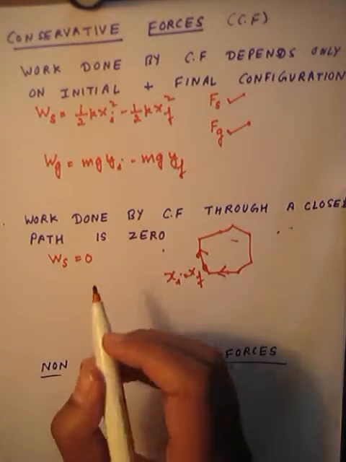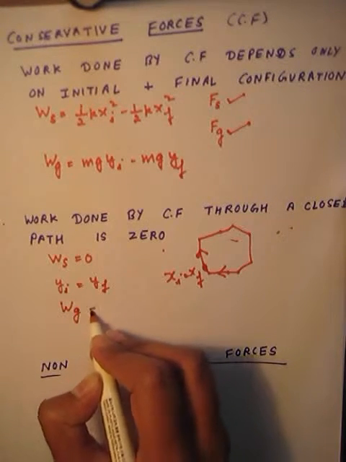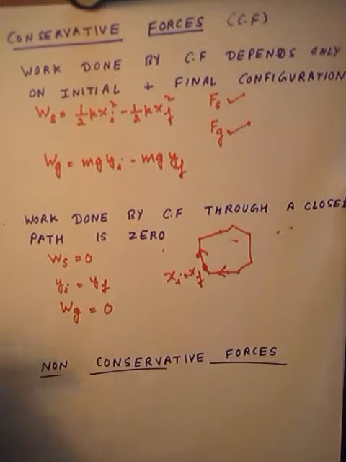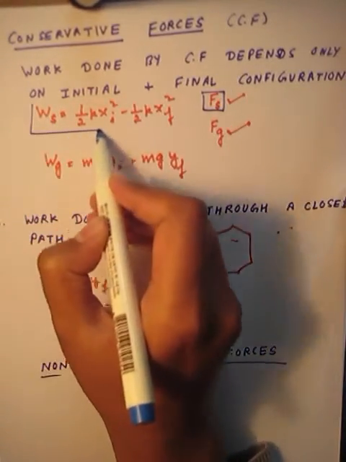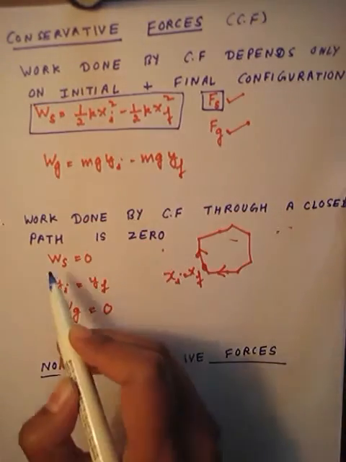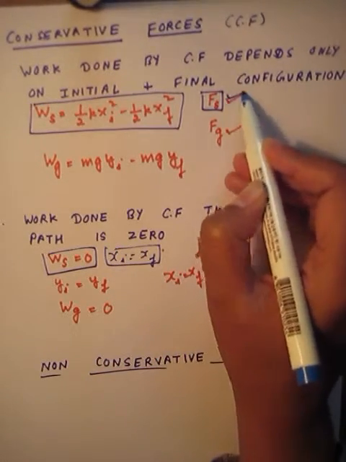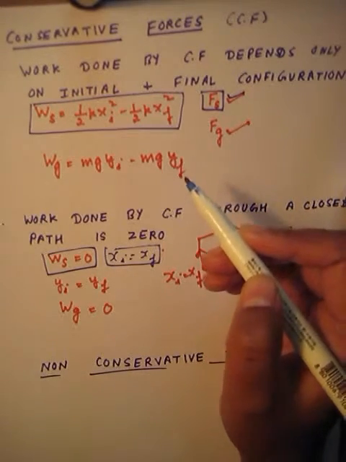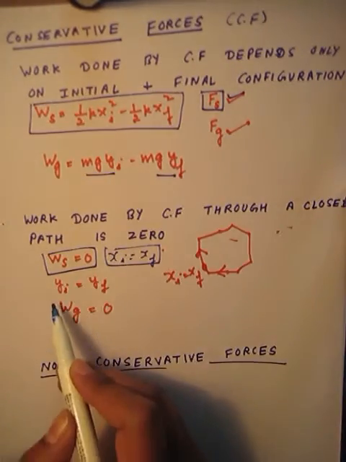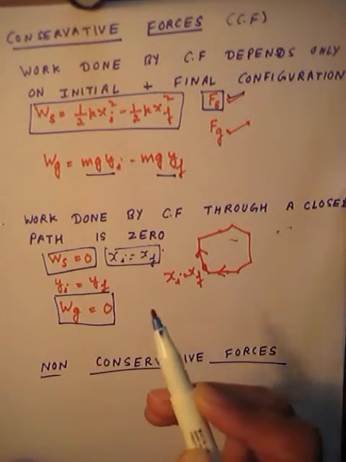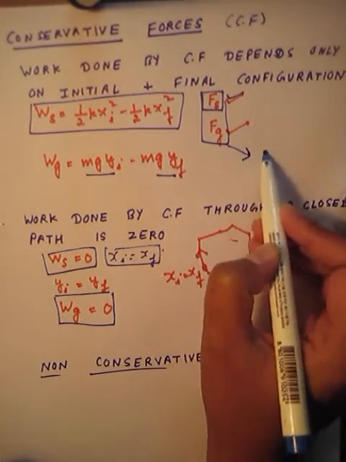Also, in the gravitational force, if y_i is equal to y_f, then the work done by the gravitational force will also be 0. So the spring force has a work which depends only on the initial and the final points, and it turns out to be 0 when x_i is equal to x_f. So the spring force is a conservative force. Similarly, the work done by the gravitational force depends only on the initial and the final point, and in a closed loop the work done is equal to 0. So we can say that the spring force and the gravitational force are conservative forces.